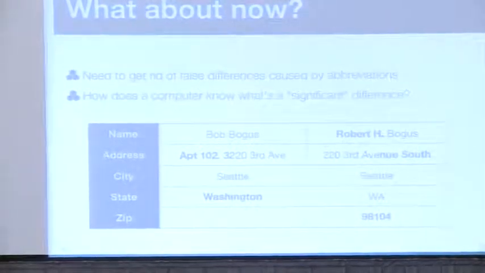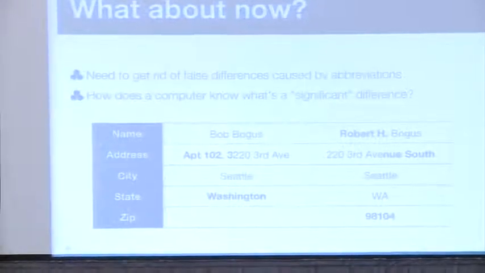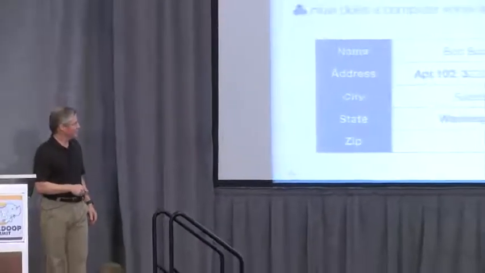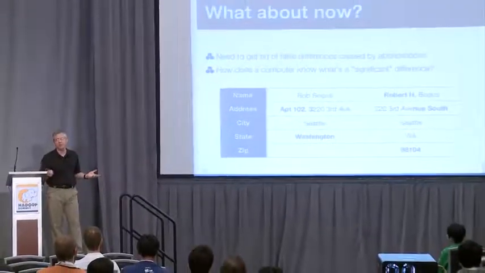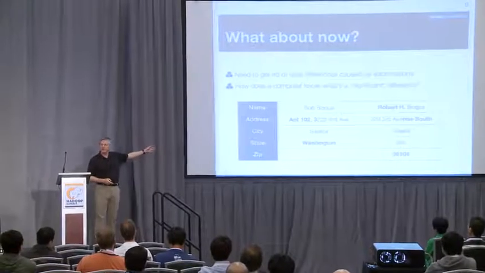There's the obvious one of Bob and Robert, and there's a missing middle initial in one. In one case, they left out the apartment number, right? They have it in the other one. There's a typo here where they added a 3 in front of the street number. This is not a significant difference that you didn't have the zip code. That wouldn't be enough to say it's not the same. So actually, you'd want to consider these two things to be the same.